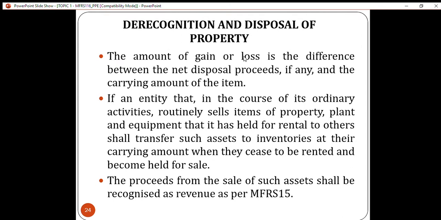The amount of gain or loss on disposal refers to the difference between the net disposal proceeds, if any, and the carrying amount of the item. If an entity that in the course of its ordinary activities routinely sells items of PPE that are held for rental to others, it shall transfer such assets to inventories at their carrying amount when they cease to be rented and become held for sale. The proceeds from sale of such assets shall be recognized as revenue as per MFRS 15.